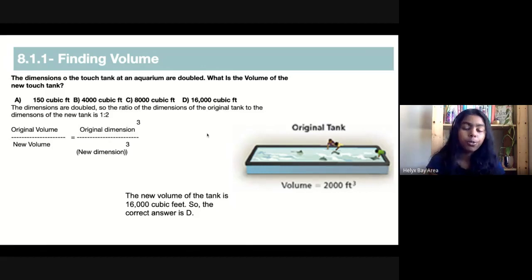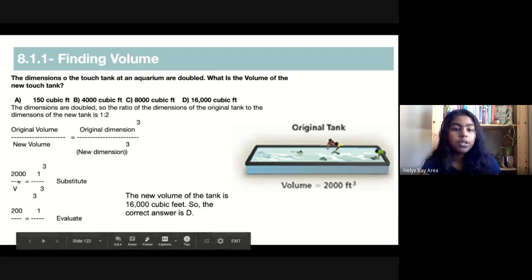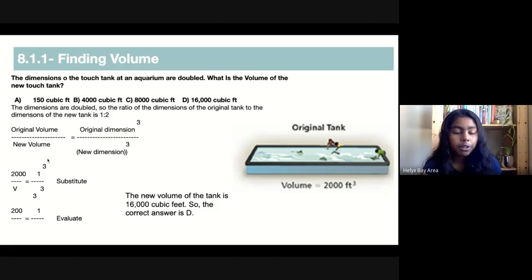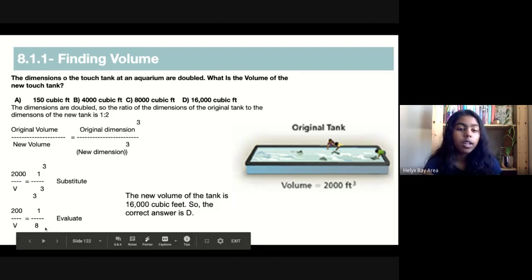The dimensions are doubled, so the ratio of the dimensions of the original tank to the dimensions of the new tank would be 1 to 2. So from what we know from the problem and from the picture here, we have this formula set up here, which is original volume over new volume equals the original dimension cubed over the new dimension cubed. And we're going to substitute, and that would give us 2,000 over the new volume equals 1 cubed over 2 cubed. We're going to simplify, and we're left with 2,000 over the new volume equals 1/8.